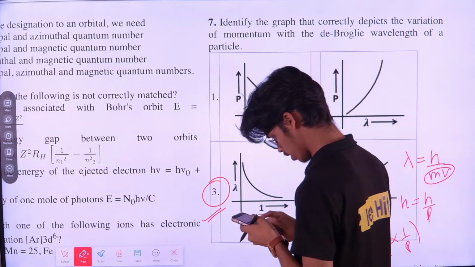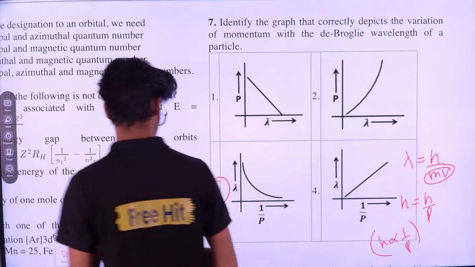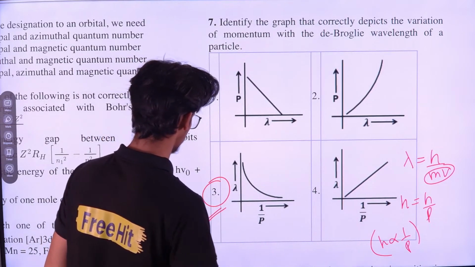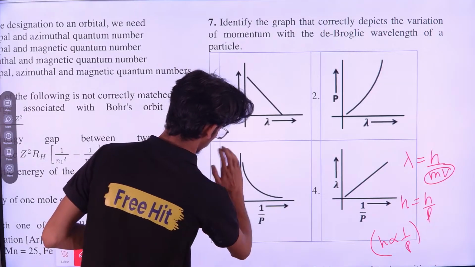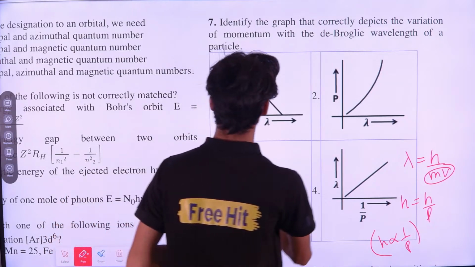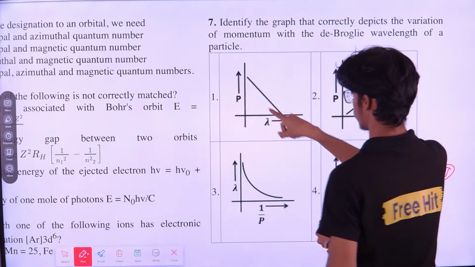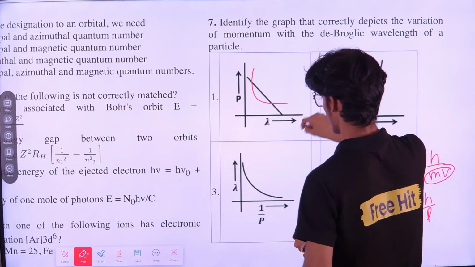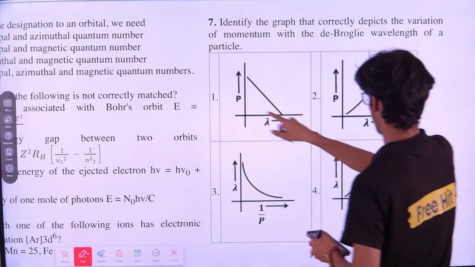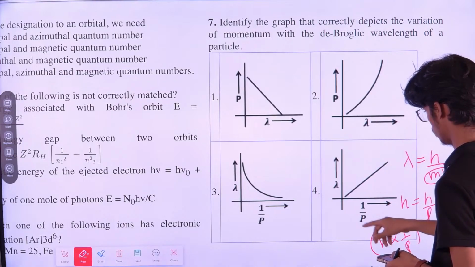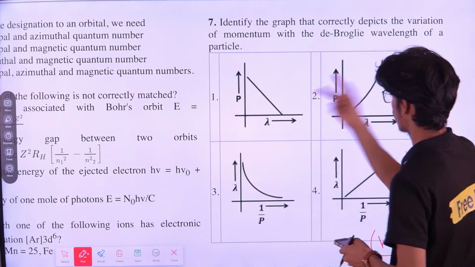Option number 3. Okay, nobody has answered till now. I'm not seeing any answers. Okay, wait. No, wait. This is not the option. Between P and lambda, it should be like this. None of the options are like this.